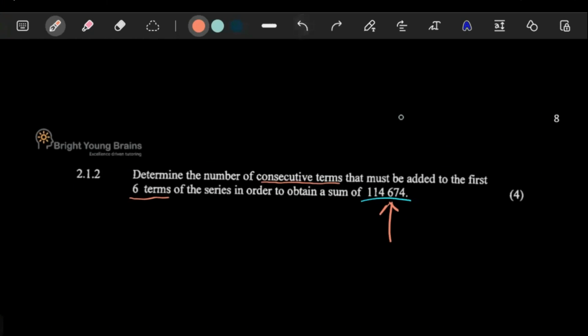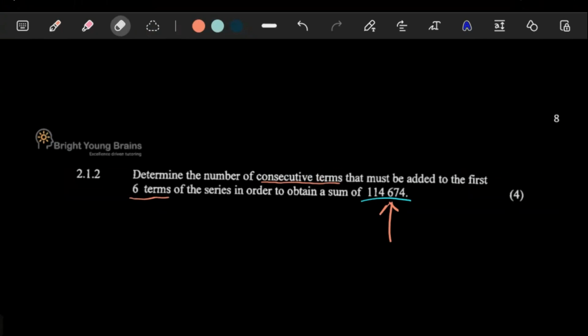Say our answer here is like 16. Say the sum of the first 16 terms is maybe 114,000, whatever. What you'll then do is say that you have to add 10 terms to the first 6 terms to get 114,674. That's how you answer a question like this. You don't want to overthink it. You just want to think simple. That's what you're gonna do.